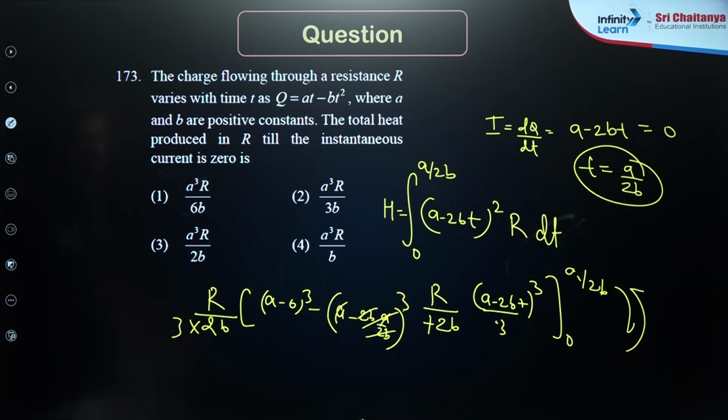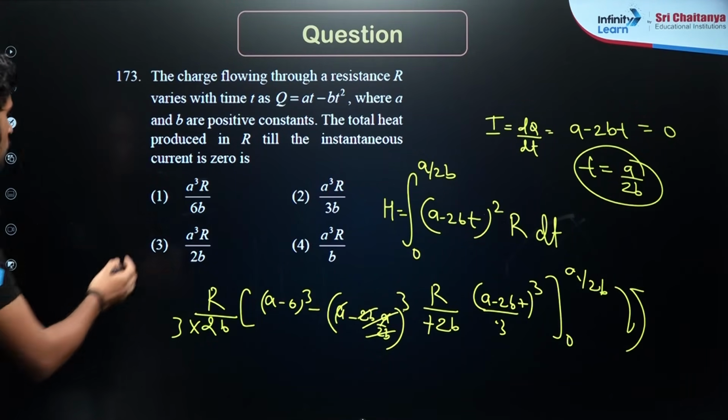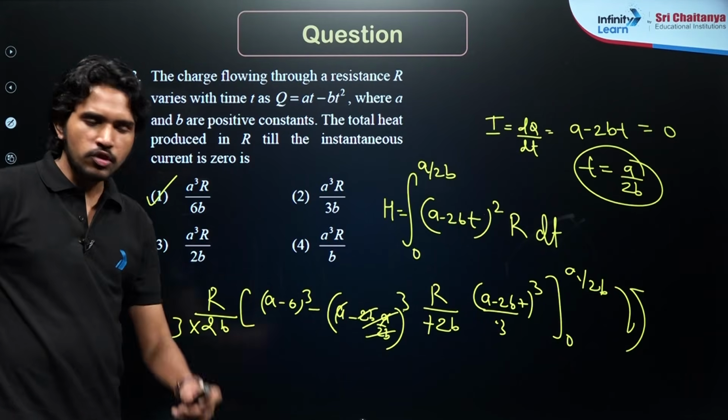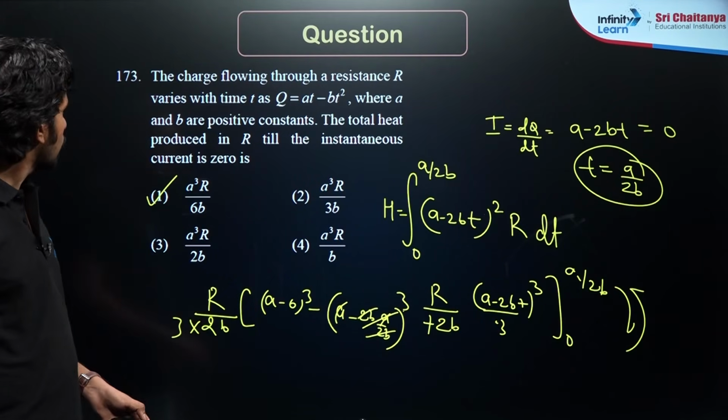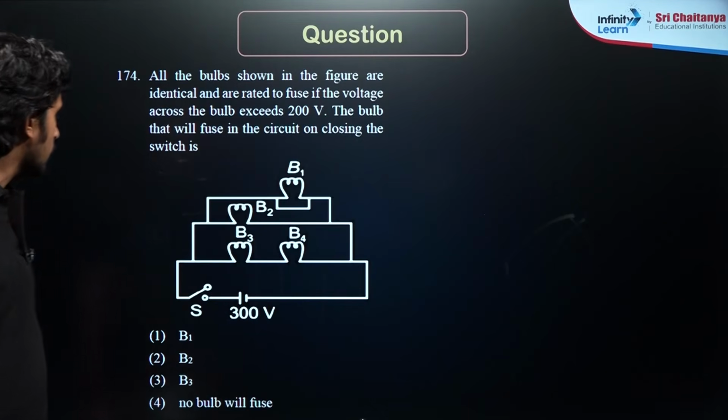So R a cube upon 6b. That's the answer for this problem. Okay. So then we have next problem.